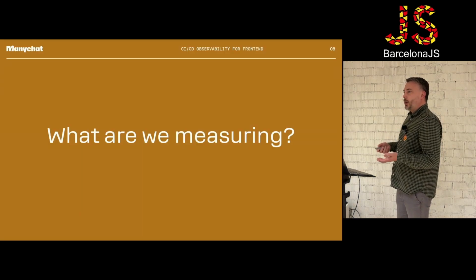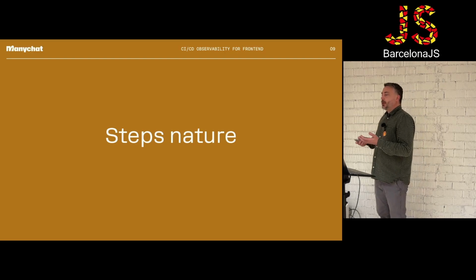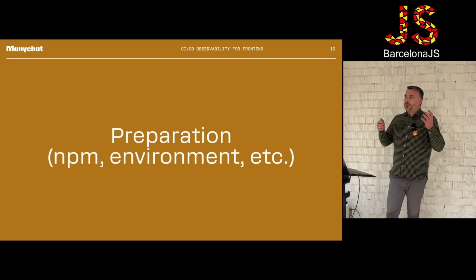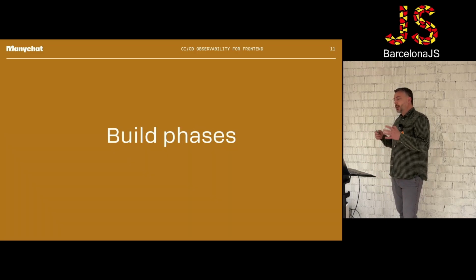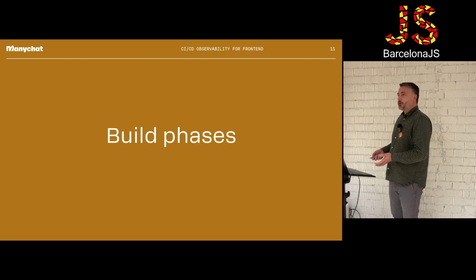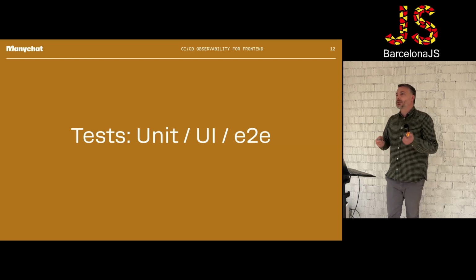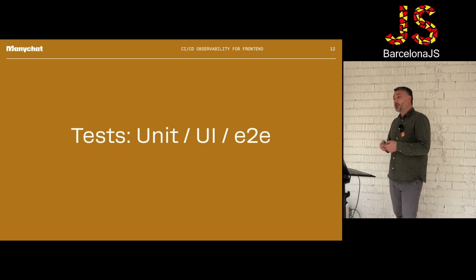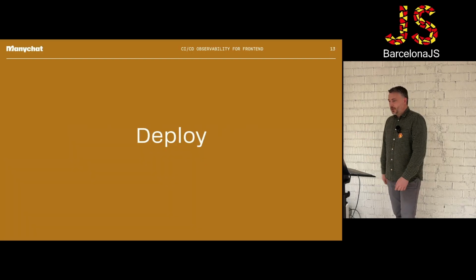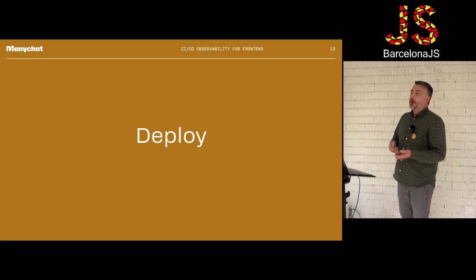And in CI/CD, what are we measuring, what steps are we measuring? For a start, we should separate our steps by their nature. First, the preparation process, for example npm install, environment setup: test environment, stage environment, production environment, or something. Then there are build phases, so we should know what kind of phase we build: the main application, modules for our application, and so on. And of course, the tests: unit tests, UI tests, end-to-end tests. We should measure and understand what time and what resources they cost us, and of course, the deploy.